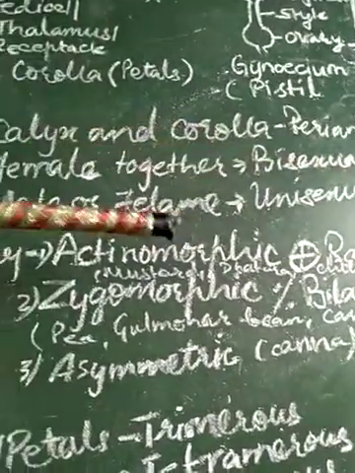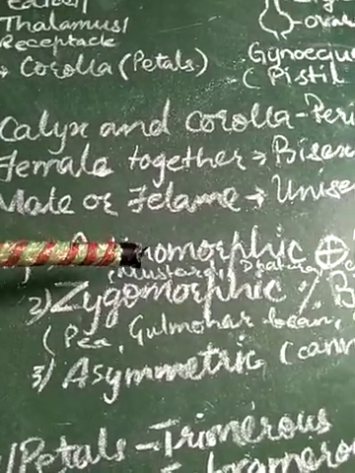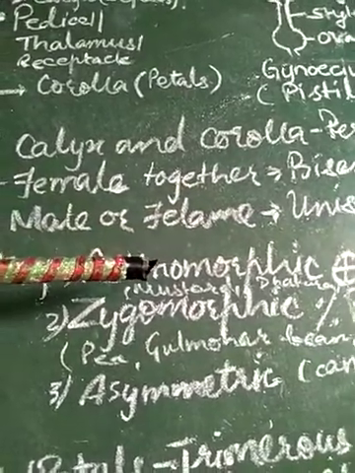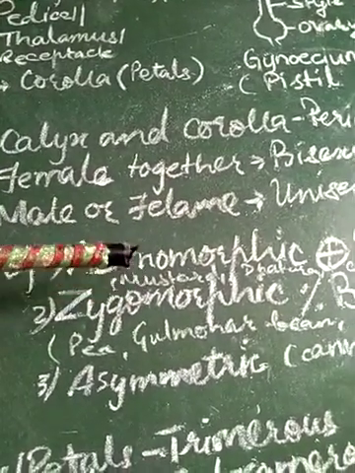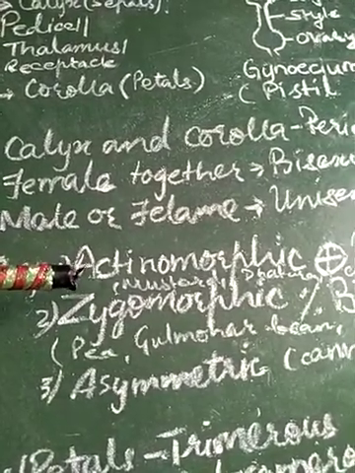This actinomorphic flower is found in mustard, dhatura, chili. You can find these plants, observe them, and see the type of arrangement of the sepals and petals in them.